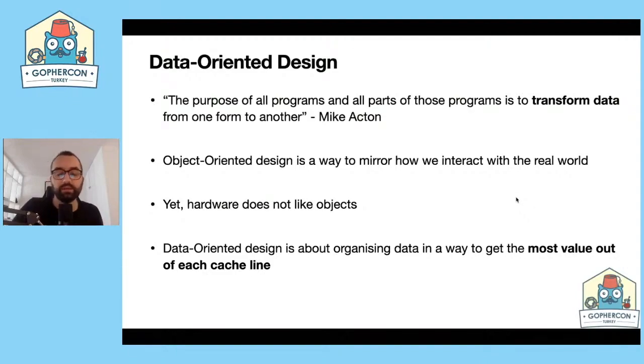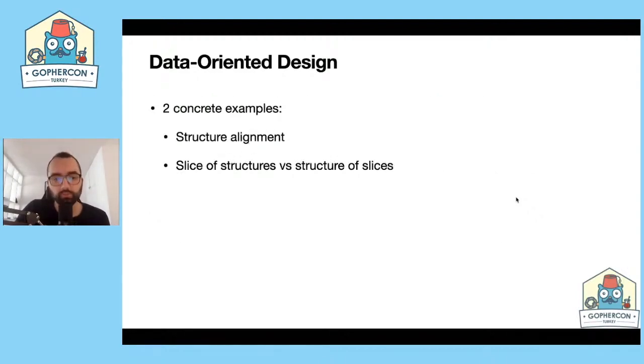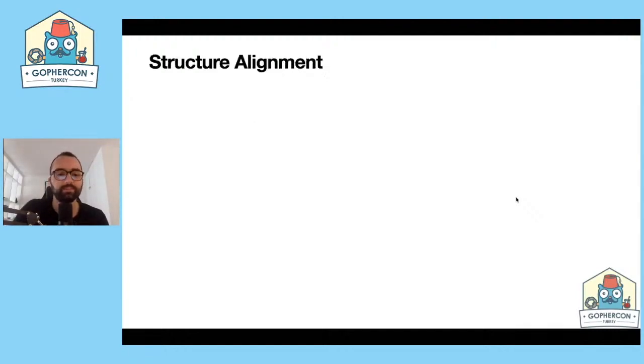So basically, he proposed to shift our way to structure data from an object-oriented design to what he called data-oriented design. And data-oriented design is just about organizing data in a way to get the most value out of each cache line. That's fairly simple on paper. So we are going to see 2 concrete examples. What does it mean really concretely? How can we apply data-oriented design? Here we are going to see structure alignment, and a good fight between slice of structures versus structure of slices.